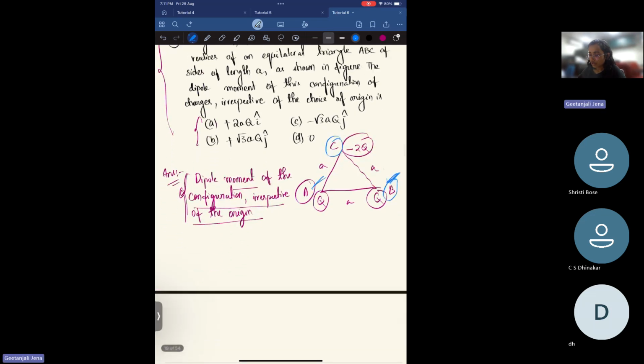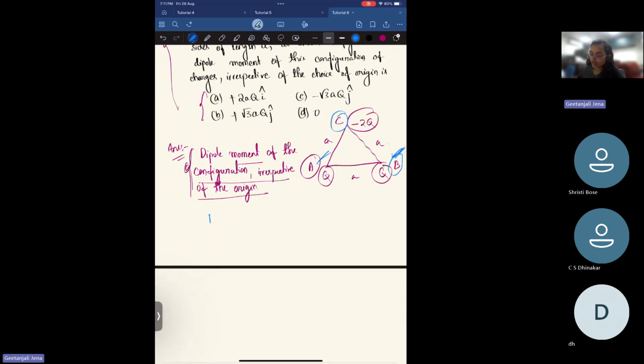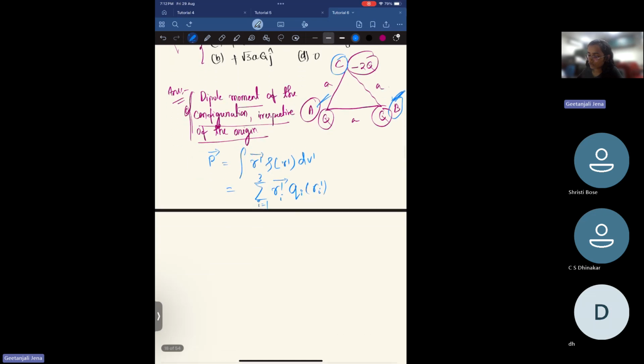Okay. So if you recall, the dipole moment is the integral of r prime rho dv. But for the discrete charge distribution, we can write it as the summation of r i prime times the charge qi, which is located at ri prime. For this case, it is three charges, so i will run from 1 to 3.